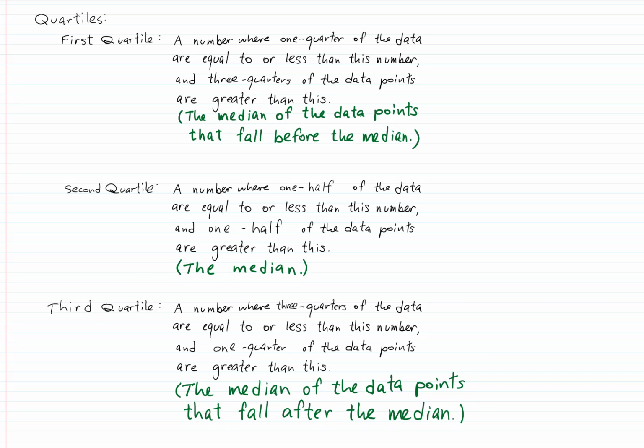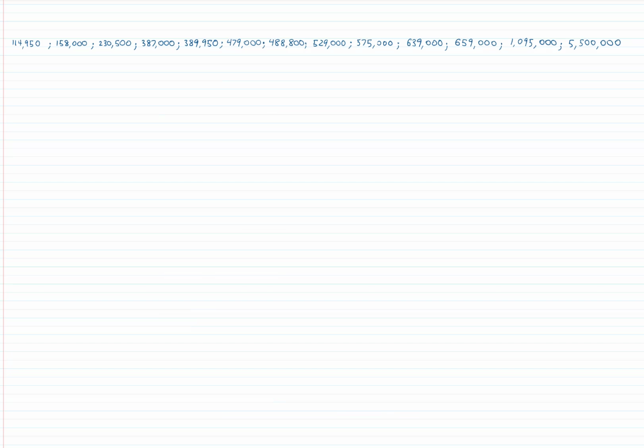Okay, so I'm going to list out a new data set and we will find all three quartiles. Let's look at this data. I had to write the numbers small so that it would all fit on your screen. Because the numbers are in the hundred thousands, there are commas in the numbers, and therefore I used semicolons to separate the numbers. Okay, so let's see how many numbers there are. There's 13 of them.